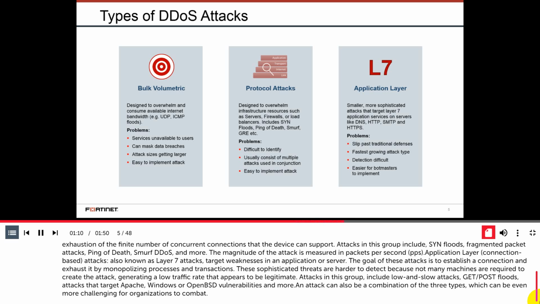Application layer, connection-based attacks, also known as Layer 7 attacks, target weaknesses in an application or server. The goal of these attacks is to establish a connection and exhaust it by monopolizing processes and transactions. These sophisticated threats are harder to detect because not many machines are required to create the attack, generating a low traffic rate that appears to be legitimate. Attacks in this group include low and slow attacks, get-post floods, attacks that target Apache, Windows, or OpenBSD vulnerabilities, and more. An attack can also be a combination of the three types, which can be even more challenging for organizations to combat.